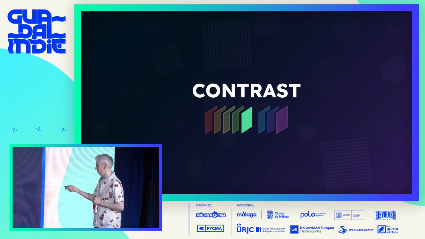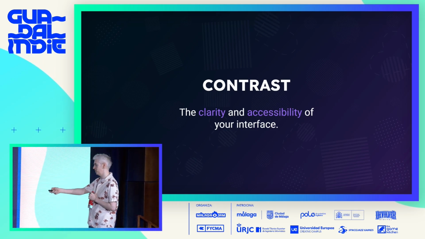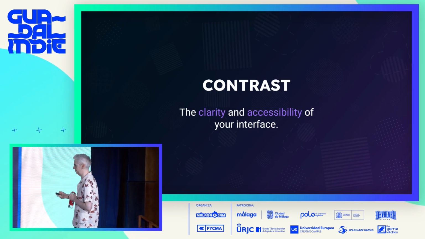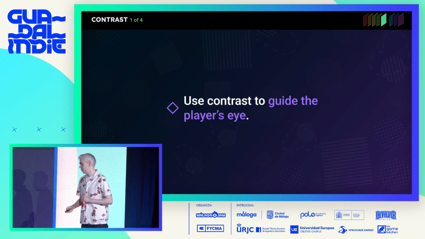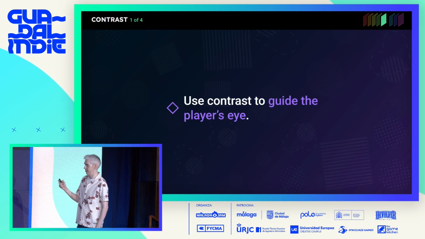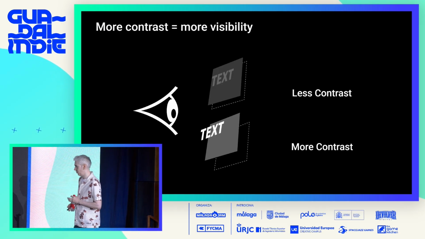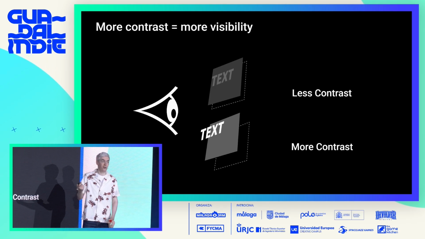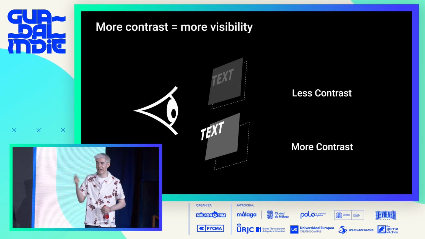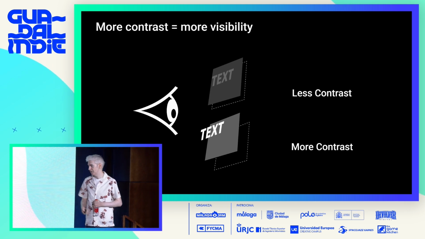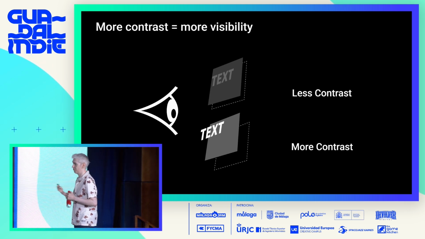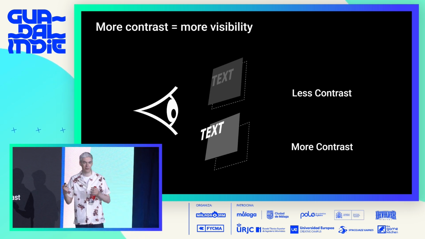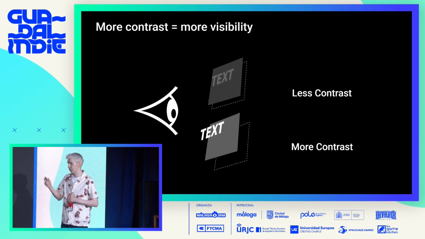Principle number 5, contrast. This is a fun one. The clarity and accessibility of your interface. So use contrast to guide the player's eye. Again, this is something that a lot of people really struggle with, mainly because a lot of people don't like to wireframe. A lot of people really hate the wireframing process. They find it boring. But I've learned to really love the wireframing process over the years because it just makes things so much easier, and you'll see why in a minute.